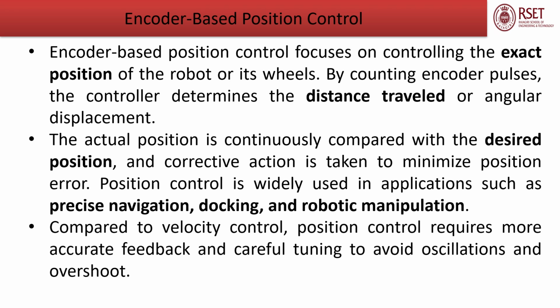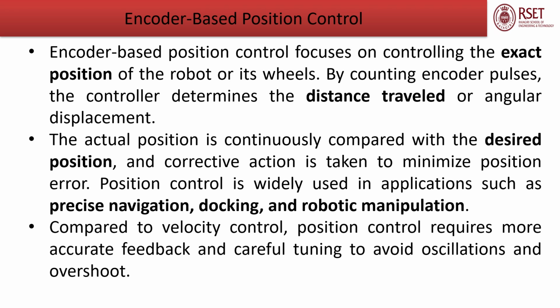Position control goes one step further than velocity control. Instead of controlling how fast the wheel rotates, we control how far it rotates. By counting encoder pulses, we can determine the distance traveled or the angle rotated. The controller compares the actual position with the target position and generates corrective action to minimize the error. Position control is essential for tasks that require precision, such as docking, moving exact distances, or turning by specific angles.